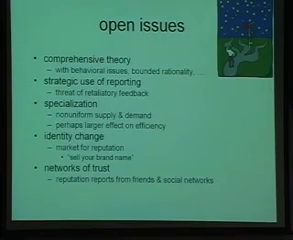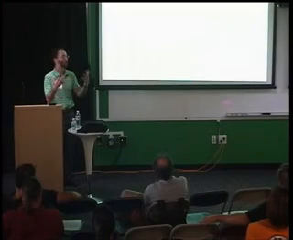A variety of open issues. It would be nice to have a comprehensive theory that describes how these different mechanisms work in practice with real people. How might people use strategic reporting? What about specialization? If some people are in somewhat more monopolistic situations, could they afford to have a lower reputation because people have to deal with them anyway? What about identity change? You have a bad reputation, you just go offline for a while and log back in with a new name.